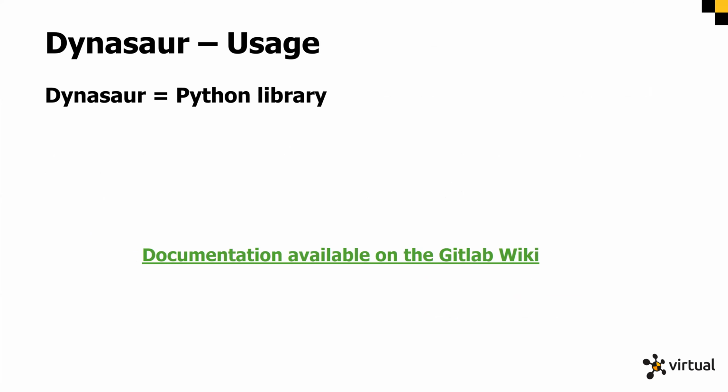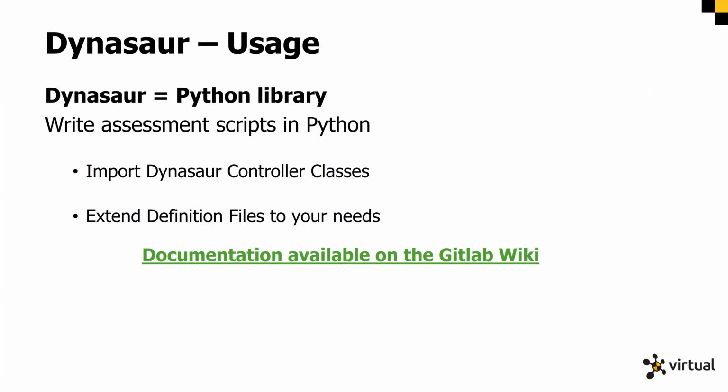Okay, so Dinosaur, as said, is a Python library. The documentation on how to use the library is available on the GitLab wiki. And, as before, if there's anything that you're missing, then just let us know. But the documentation really focuses on someone who wants to use the code. You can easily write, therefore, any assessment scripts in Python. You can import the Dinosaur control classes into your framework.